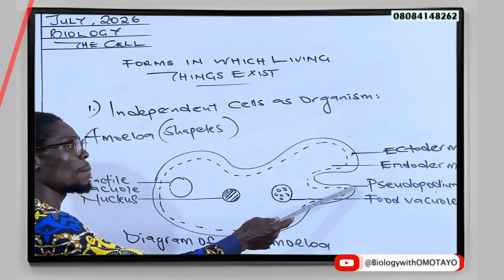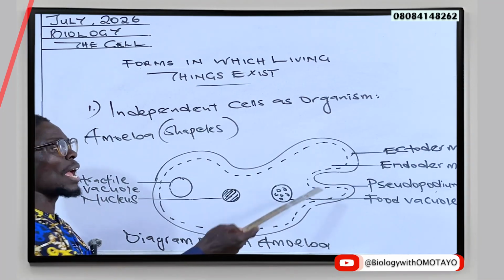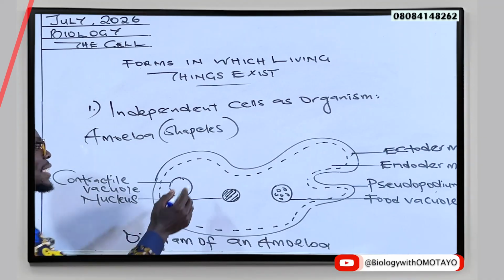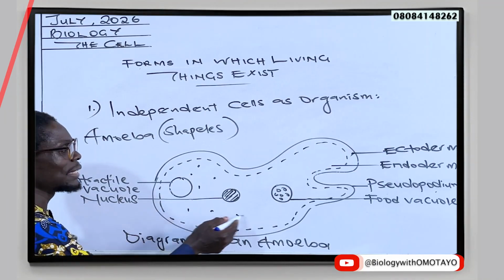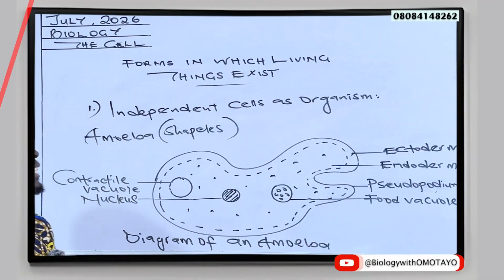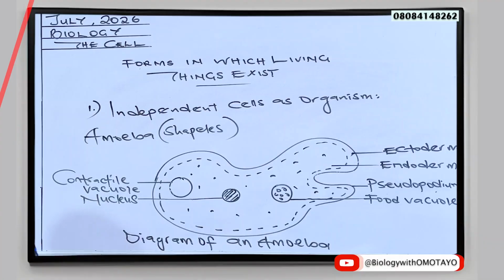Since I have just labeled one, it is called a pseudopodium, as well as the endoplasm, where you have your organelles suspended. It is more granular. The endoplasm is the granular inner content, while the ectoplasm is a less granular outer component of the organism. So here is the shapeless amoeba, a unique example of an independent cell existing as an organism.